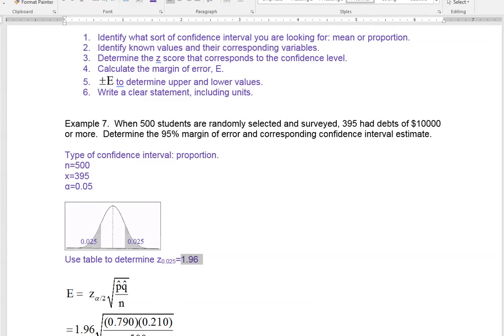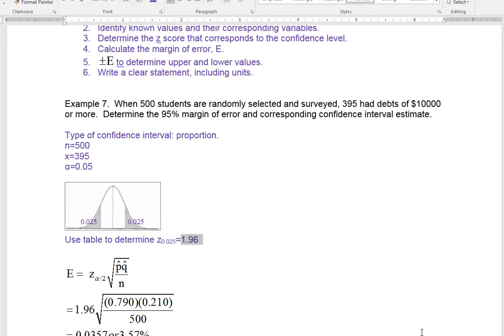So since this is proportions, we're putting that into that proportions formula. So our Z is 1.96. Where am I getting this P hat and Q hat from? If you hadn't figured it out already, remember P hat is X over N, so we go 395 divided by 500. That's where the 0.79 comes from. The Q, remember, is always 1 minus P, so 1 minus 0.79 gives us 0.21. And again, our N is 500.